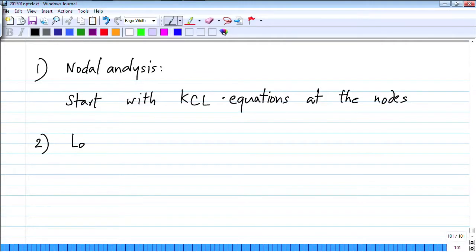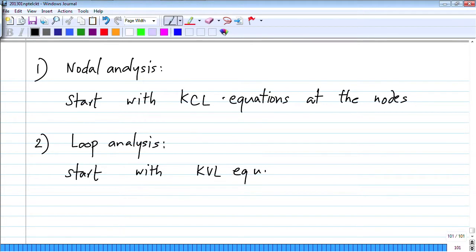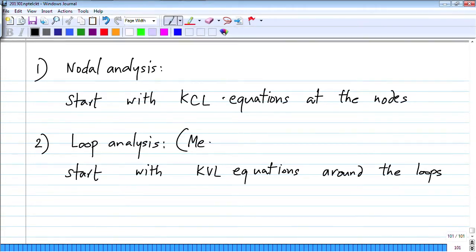The second method is loop analysis, where you start with KVL equations around the loops. Okay. And if you do this, you are doing loop analysis. We will discuss this later, and a subclass of this is known as mesh analysis. Okay. So we will first start with nodal analysis and see what it's all about.